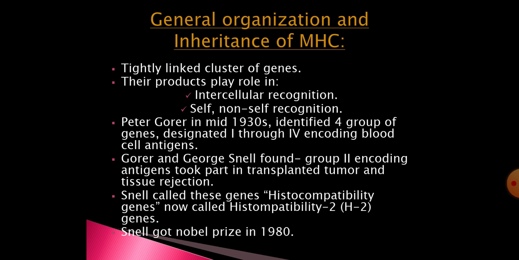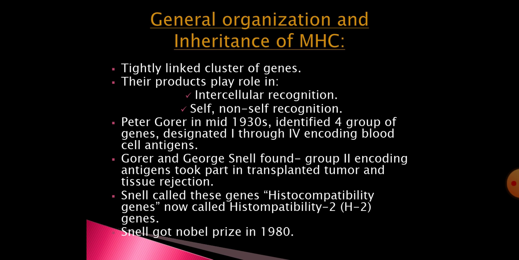Now, let us discuss how MHC is organized and from where it is inherited. MHC is organized in such a way that the genes are linked tightly in a cluster, and their products play a role in two things. First is intercellular recognition, and second is self and non-self recognition.